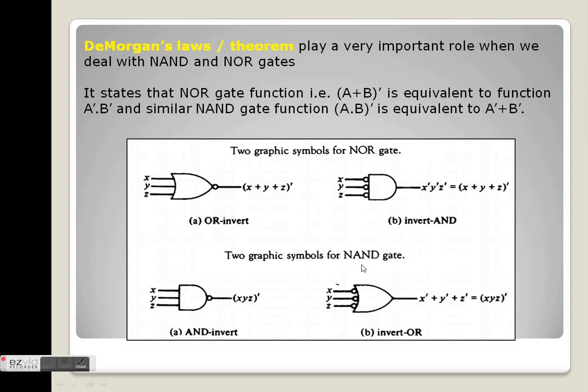DeMorgan laws or theorem play a very important role when we deal with NAND and NOR gates. DeMorgan theorem says that a NOR gate function (A OR B) complement is equivalent to the function A complement AND B complement. It means we can construct a NOR gate through OR invert and invert AND. So we have two separate symbols for the NOR gate. Similarly, the NAND gate function (A AND B) complement is equivalent to A complement OR B complement. It means to construct a NAND gate, we can use AND invert and invert OR. We have separate symbols to represent these NAND gates.